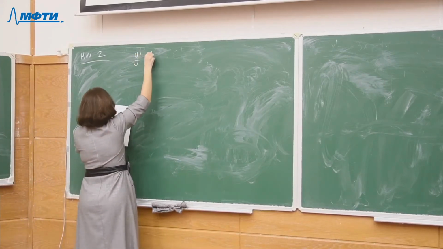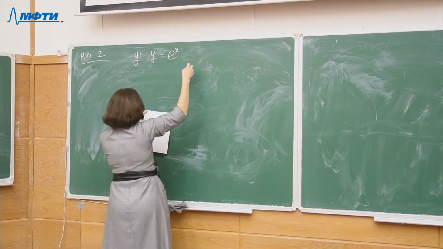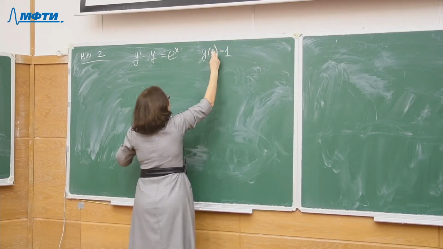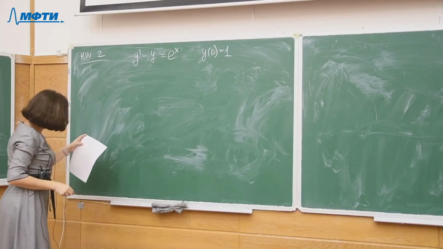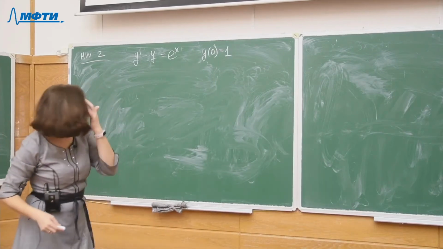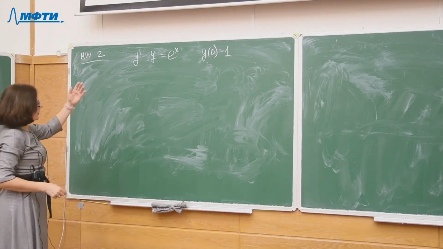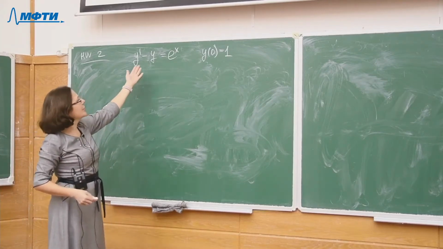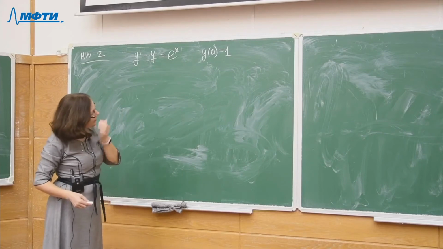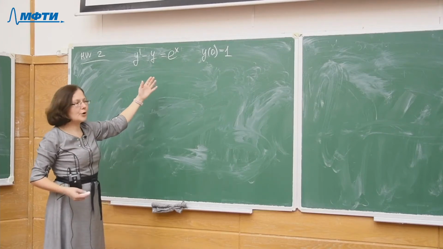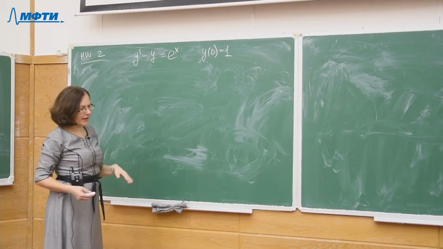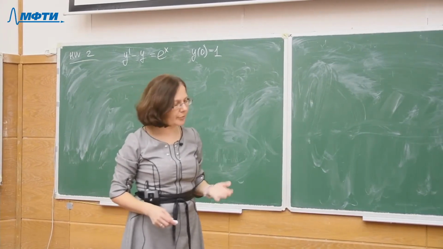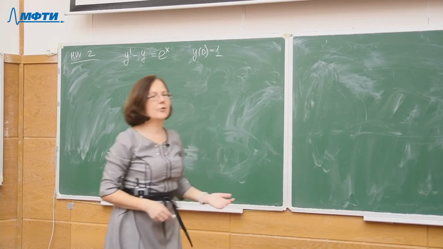So y prime minus y equals e to x, and the initial value problem, y of 0 equals 1. So we must solve this using the Laplace transform. And you may check your answer by substituting into the equation, by verifying whether the equation is satisfied, or you may check the answer by solving it in a different manner, for example, using the characteristic equation and the method of undetermined coefficients, right?